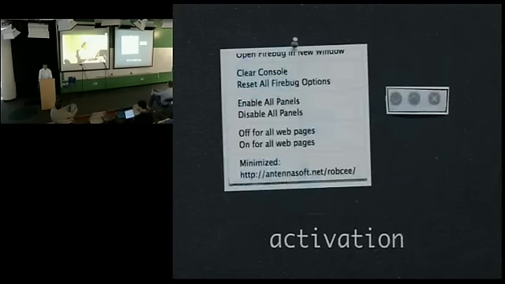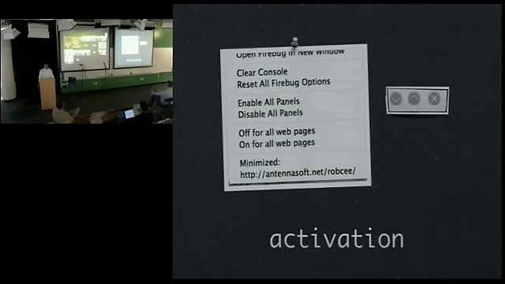I imagine most of you are familiar with Firebug, so I didn't actually include a picture of it. This here is a picture of our new context menu on the status bar. When you right-click on that now, you're going to see a menu like this pop up. There are a couple of additions to it that weren't there before. These are all tied in with our new activation model, which we're hoping is going to be a lot simpler than the previous version.